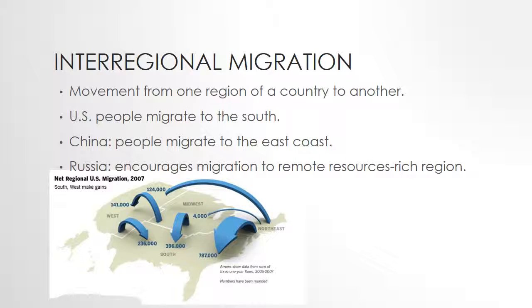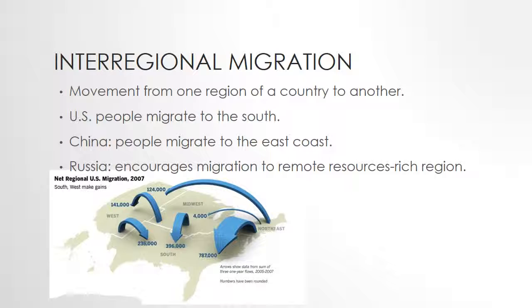Inter-regional migration is the movement from one region of a country to another. In the US, people usually migrate to the south, and they usually migrate from the northeast or California or the west. People might migrate to the south for jobs or environmental reasons. Maybe in the northeast it's too cold, so they move to the south for warmer weather.